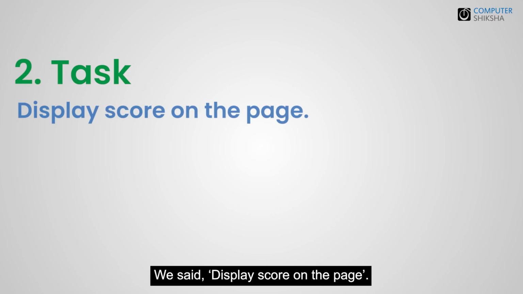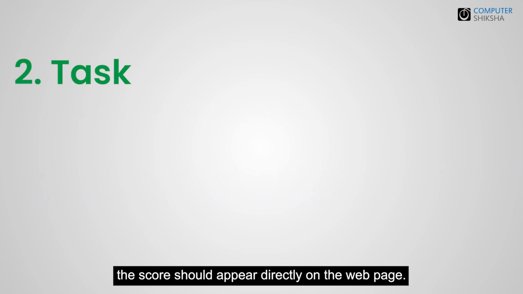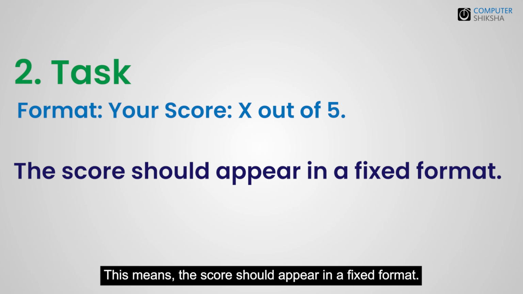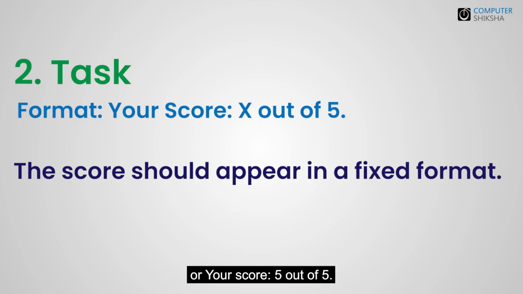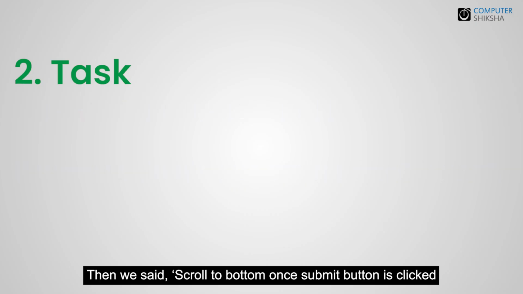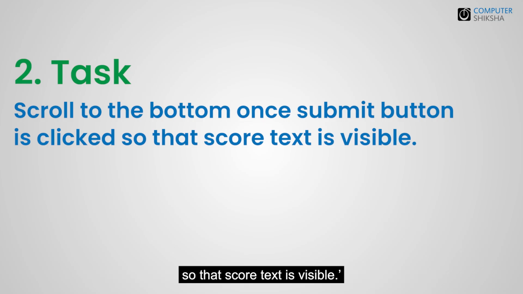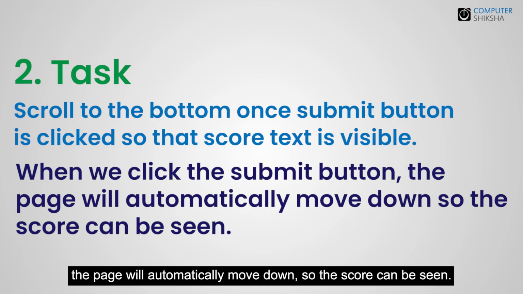Now, let's understand the part related to the score. We said display score on the page. This means that after completing the quiz, the score should appear directly on the web page. After this, we said format your score X out of 5. This means the score should appear in a fixed format. For example, your score 4 out of 5 or your score 5 out of 5. Then we said scroll to bottom once submit button is clicked so that score text is visible. This means when we click the submit button, the page will automatically move down so the score can be seen.